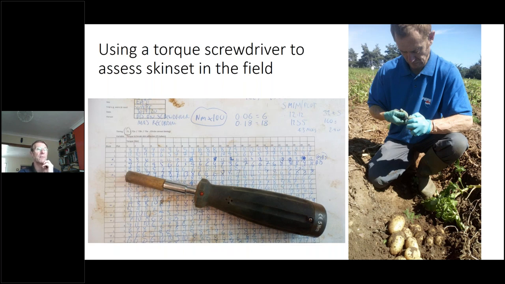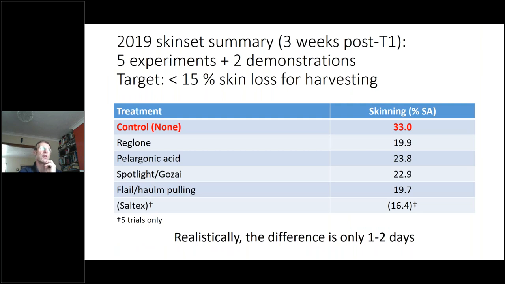Okay, next slide, please. So just revisiting 2019, basically we showed there that the chemical treatments, pelargonic acid and spotlight gozai, in reality, are only 1 to 2 days later in getting to skin set. But as I showed in another slide, the variation across sites is quite large. But nevertheless, the treatment directions are still there. That ranking still applies. In some cases, it's 3 to 4 days. In other cases, it's 1 to 2 days on average.